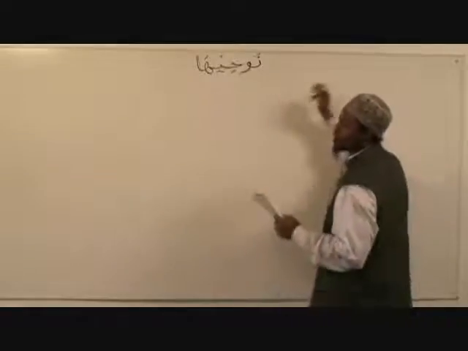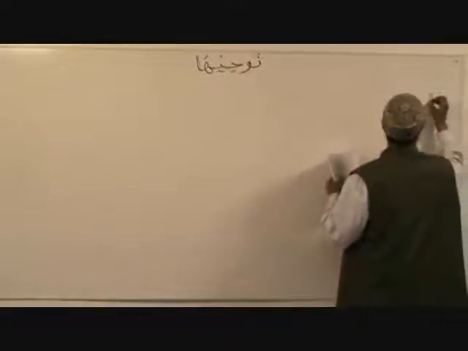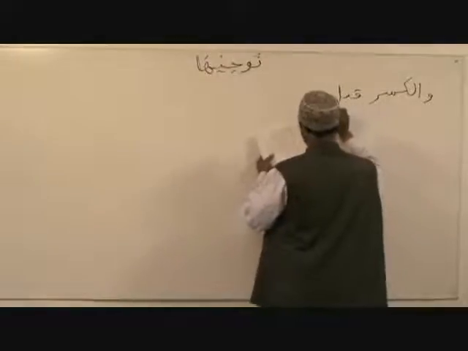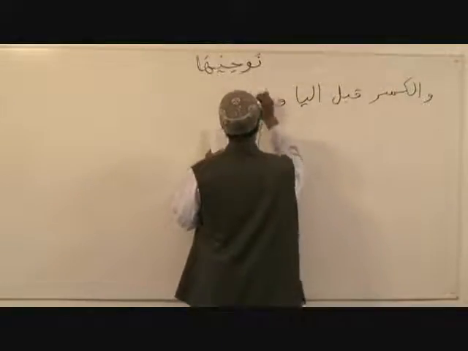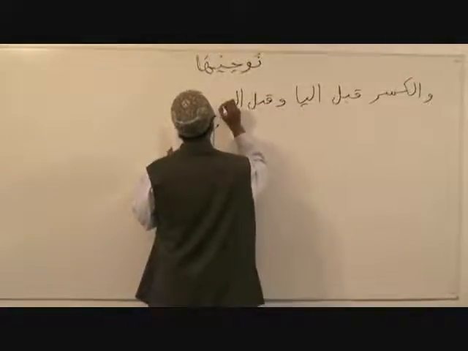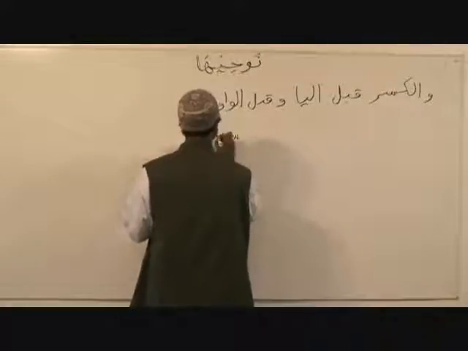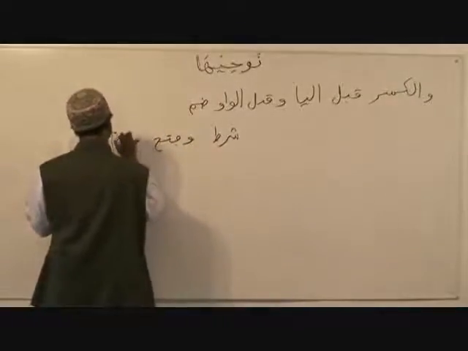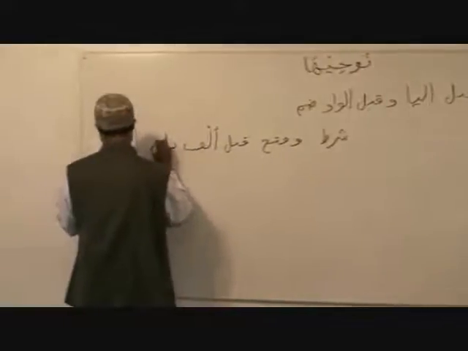Now pay attention. The poet says: حروفه ثلاثة فعيها في لفظ واي وفي نوحيها. Then he says: والكسر قبل الياء، وقبل الواو ضم شرط، وفتح قبل ألف يلتزم.